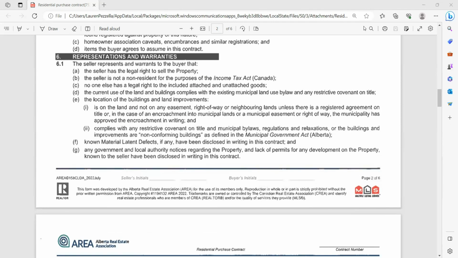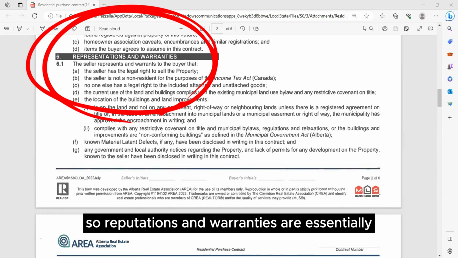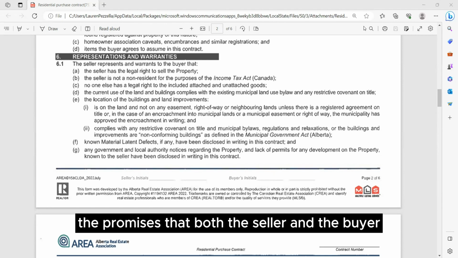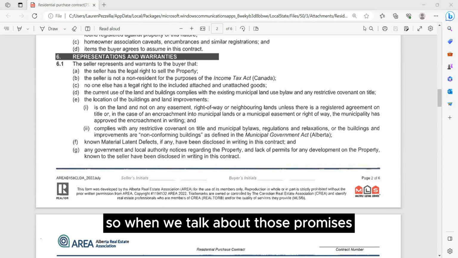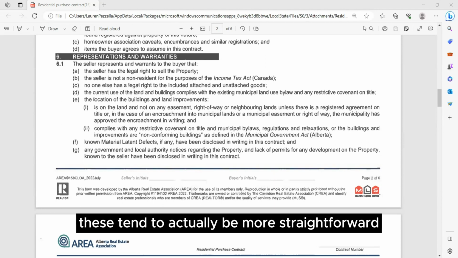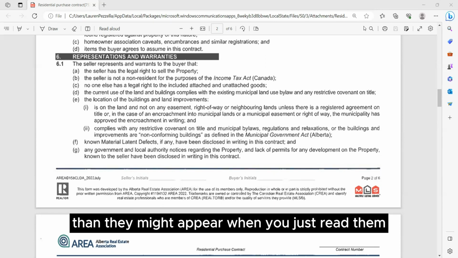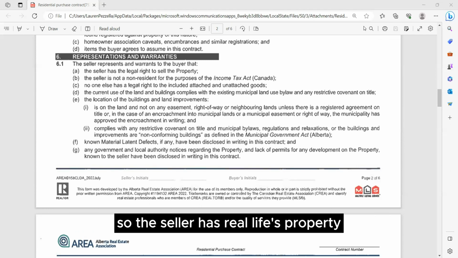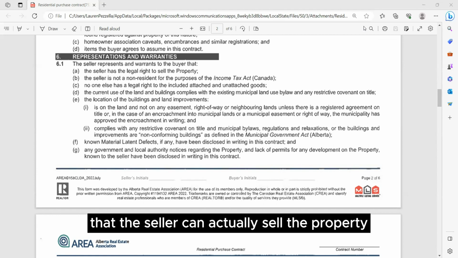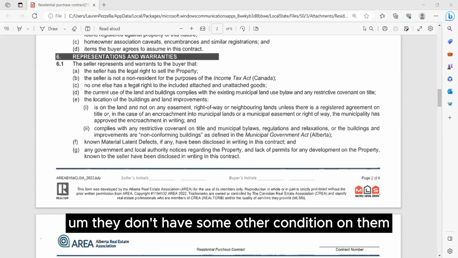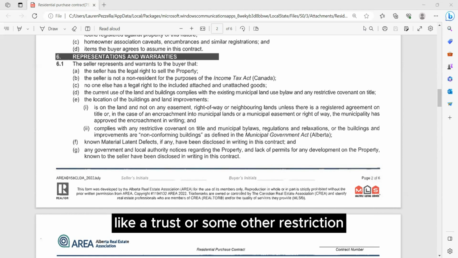So representations and warranties are essentially the promises that both the seller and the buyer are giving to each other. When we talk about those promises, these tend to actually be more straightforward than they might appear when you just read them. So the seller has legal rights to the property. What that means is that the seller can actually sell the property. They don't have some other condition on them, like a trust or some other restriction that would prevent them from selling it. Seems like a fairly safe promise.